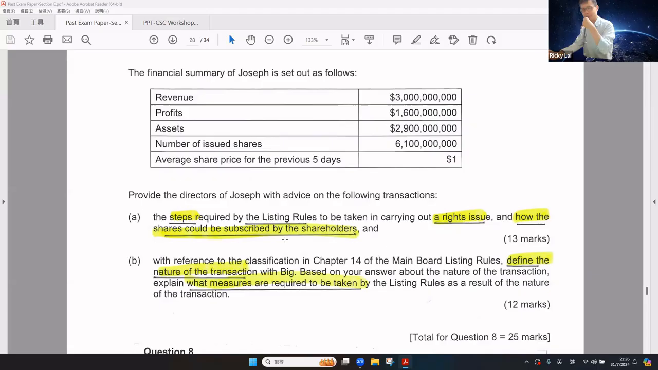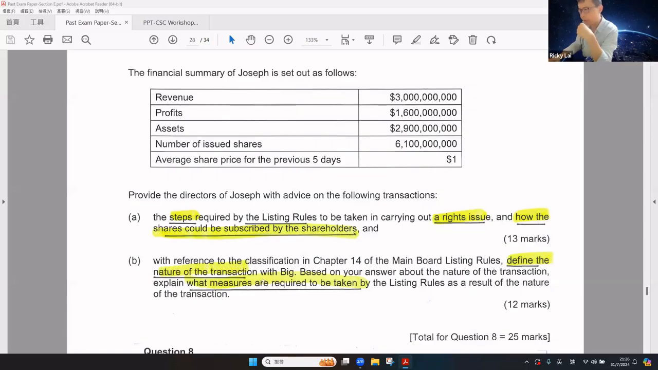The question seems very straightforward, including the steps to carry out a rights issue and how the shares could be subscribed by the shareholders. That is 13 marks, which is about 2.5 pages. And another question asks about Chapter 14 of the listing rules.